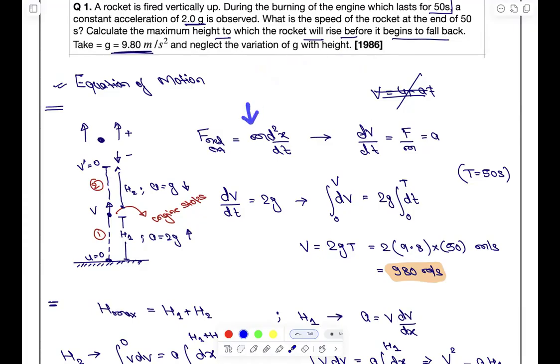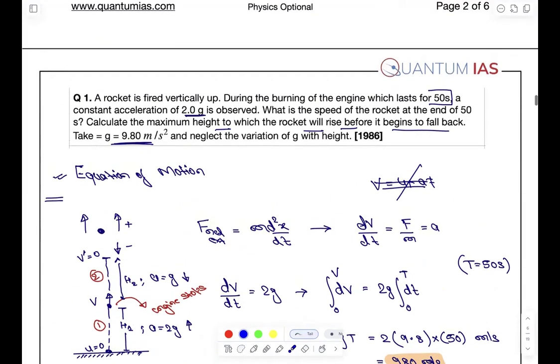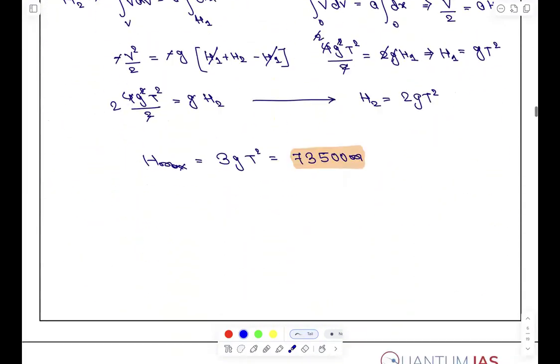So again, from the second law, we are not going into the writing part. Just the plain numerical. So this is how you will solve it. Okay.